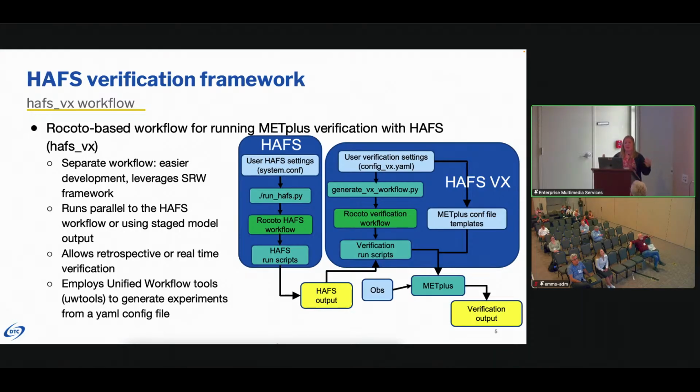You could also stage an entire, like, 3-year retrospective or a season of data and then run the verification workflow off of those data sets without having to run the entire HAFS workflow. So this basically enables a real-time or retrospective type of mode for the verification. And then I'll also mention that we're employing different tools like the unified workflow tools that would generate experiments from a YAML config file.